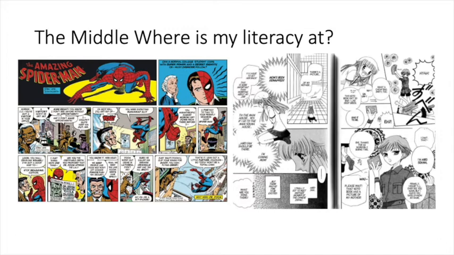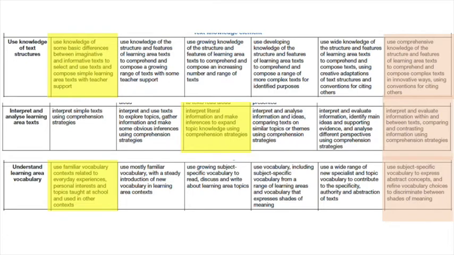There we have it. You've heard me talk about the same stuff twice. The question is, have we noticed a difference? This is where I assessed myself at the beginning, and the orange represents where I want to be. Did you see anything? Would you say that my skills have developed as a result of my study in the area of graphic novels? Let's start at the bottom, understanding learning area vocabulary.